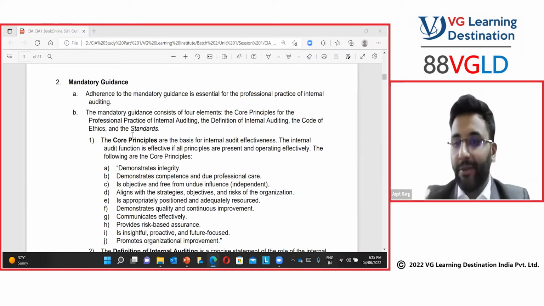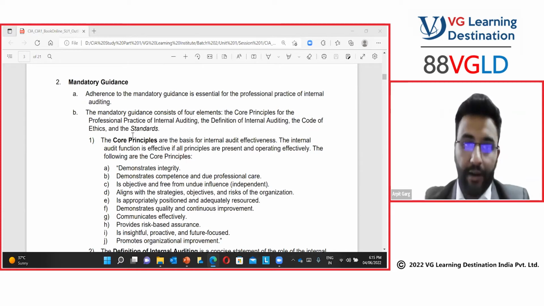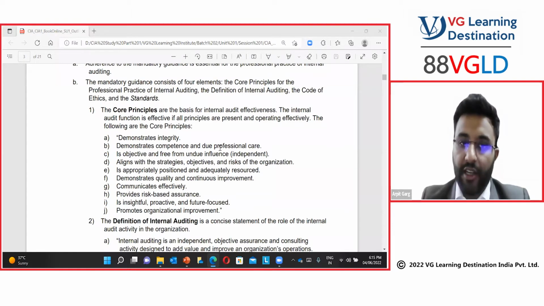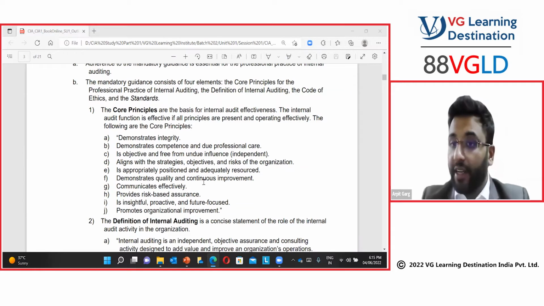Okay, and let me now shed some light on that. So the 10 core principles cover: demonstrates integrity; demonstrates competence and due professional care; is objective and free from undue influence; is independent; aligns with the strategies, objectives, and risks of the organization; is appropriately positioned and adequately resourced; demonstrates quality and continuous improvement; communicates effectively; provides risk-based assurance; is insightful, proactive, and future-focused; and promotes organizational improvement.